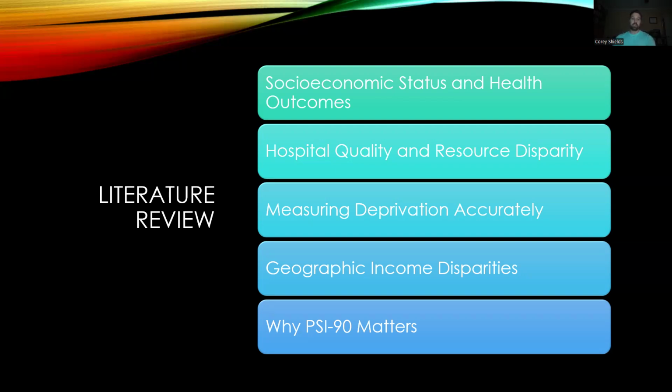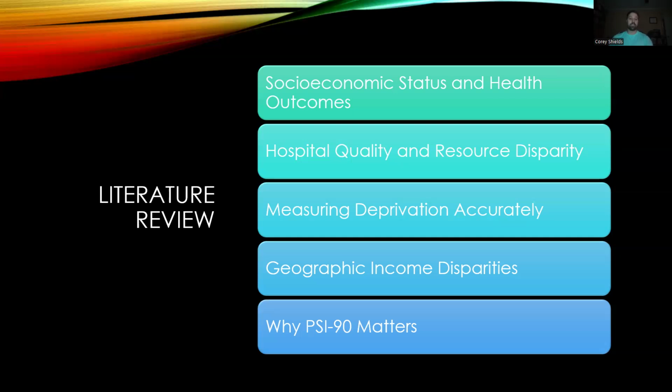With regards to hospital quality and resource disparity, understaffed and under-resourced hospitals are more prone to safety incidents such as infections and surgical complications. Medicare data also shows higher 30-day mortality for patients from deprived neighborhoods treated at low-rated hospitals. Community socioeconomic status and hospital quality combine to impact patient outcomes.